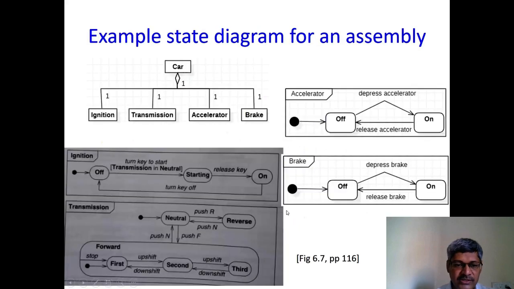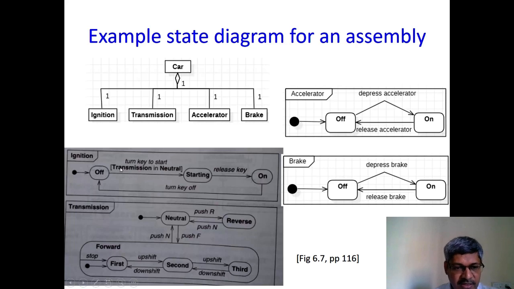Now let us come to this guard condition. When you are in the ignition off state and you turn the key to start, the transmission should be in the neutral state. Only then will it go to the starting state. Assume the ignition is off and you are in some second state, and if you stop, you come to the first state. In the forward state, you cannot start the ignition.